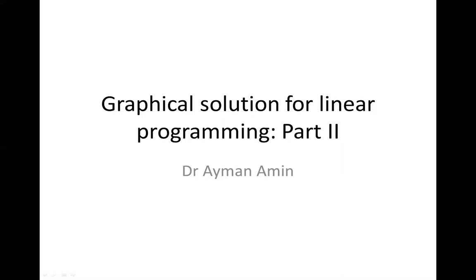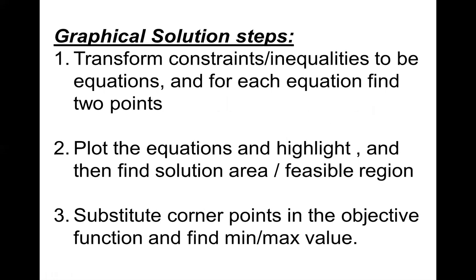So in general we said the graphical solution for the linear programming has three steps. First one, transform constraints to be equations and find 2 points for each equation. The second, plot the equations and highlight and find the solution area or feasible region. Highlight according to the sign or against the sign. يبقى هنا الهايلايتنج اما against the sign عكس الاشاره او according to او with the sign مع الاشاره. هنشوف ده مع بعض في الابلكيشنز. The last step is that after finding a solution area you find the corner points and then substitute in the objective function and then find the maximum or the minimum value according to your objective function.